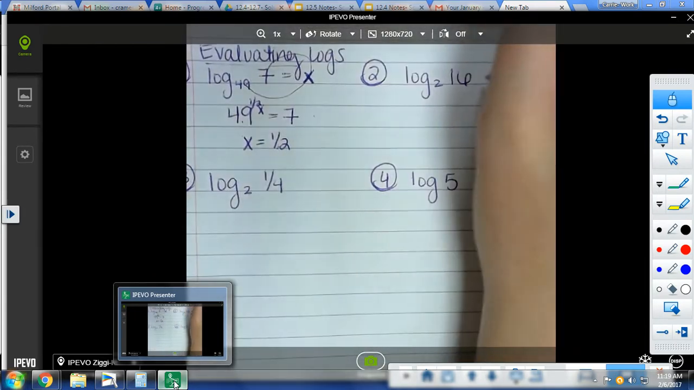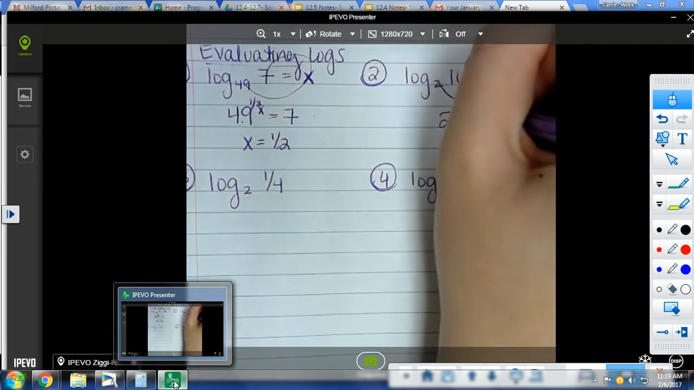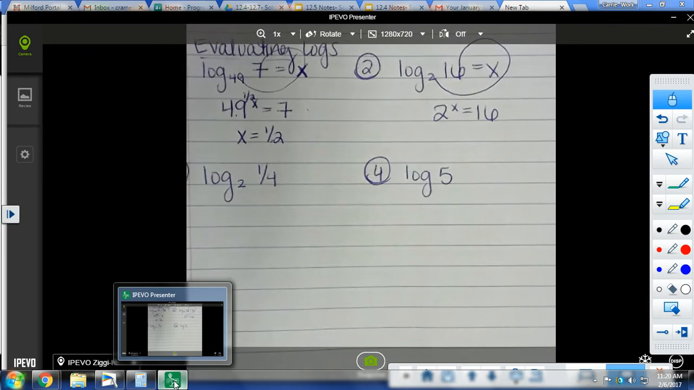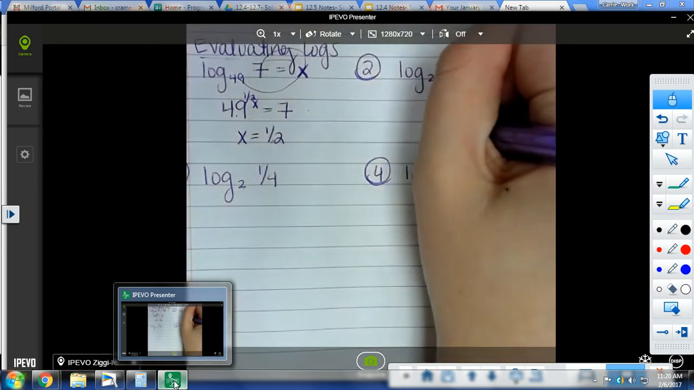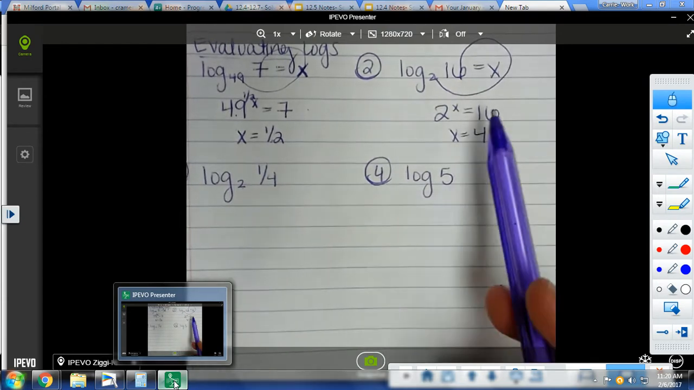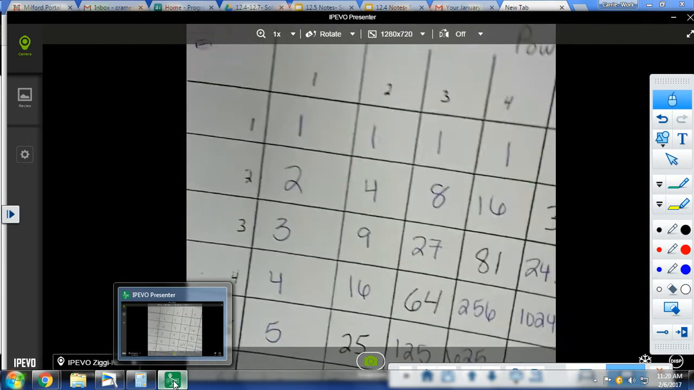Now here, again, same thing. We set it equal to x and swirl. We get 2 to the x equals 16. And we know that 2 to the 4th equals 16. So x must be 4. Now you can either do it in your head because some of these basic ones you have memorized, or you can use your power chart.